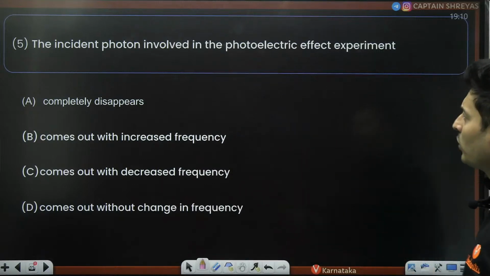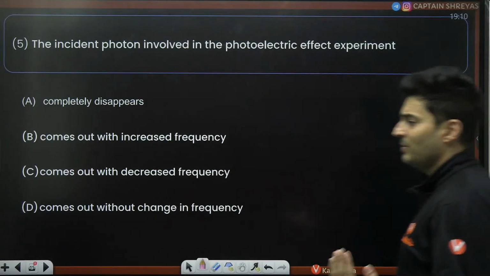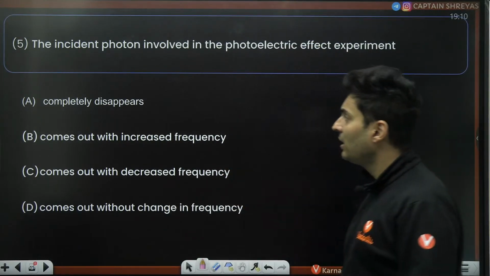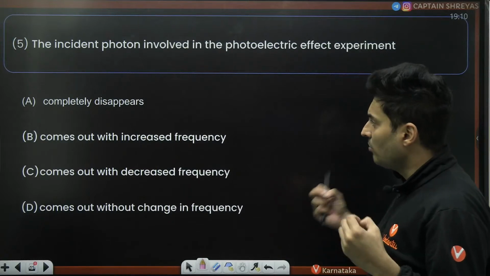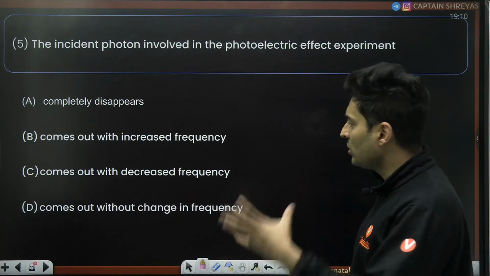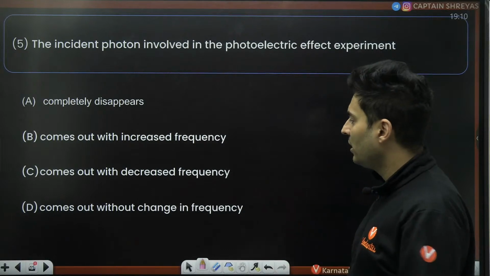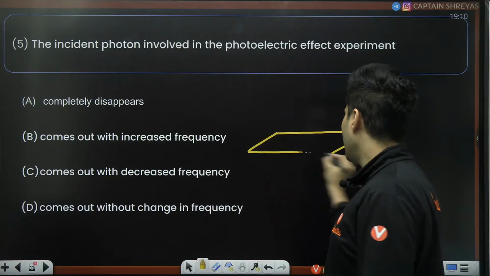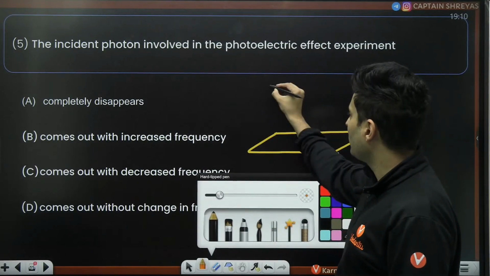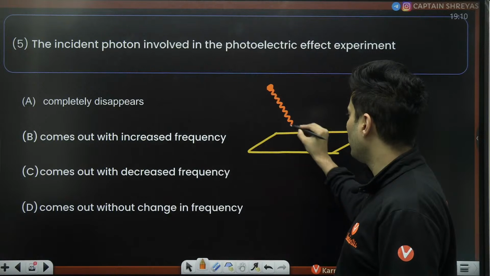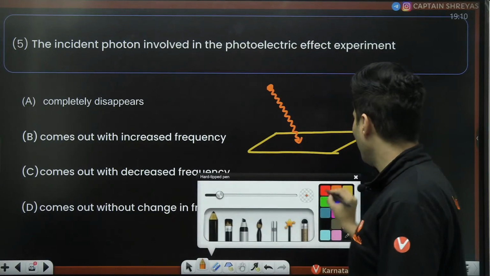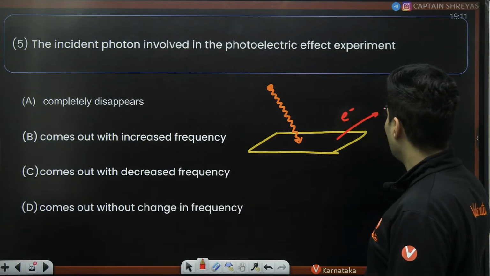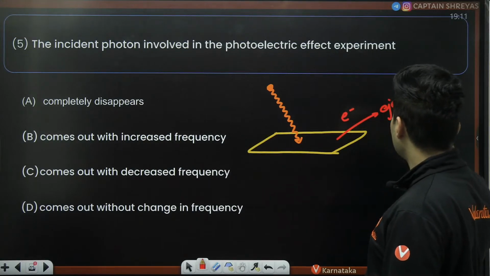The incident photon in the photoelectric effect experiment: does it completely disappear, come out with more frequency, come out with less frequency, or come out without changing the frequency? Imagine this is your metallic surface, and a photon, which is basically light, falls onto it. What happens is electrons are ejected out.